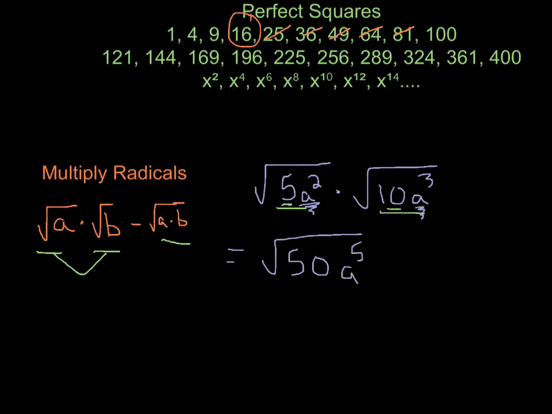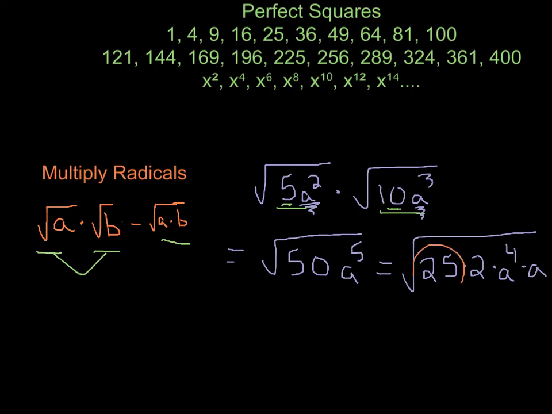So now after you multiply, we have to simplify, and neither of those are perfect squares, so we have to break them apart into our perfect squares. What can we break 50 up into? Well, I know 25 goes into 50, so 25 times 2. And then remember, when we have our variables, you just subtract 1 if it's an odd number. So we have a to the fourth times a.